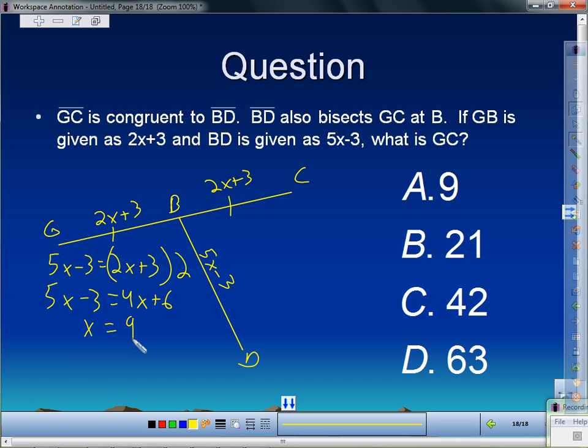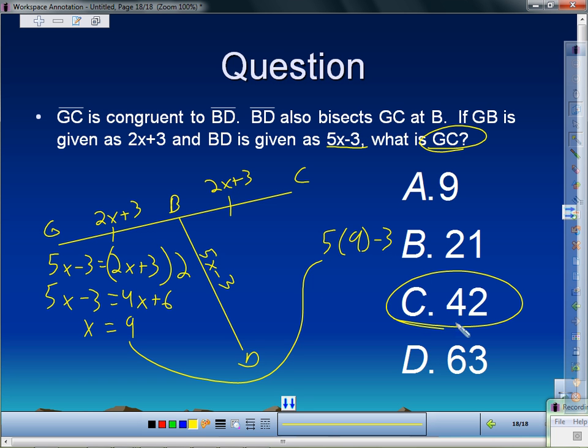Again, what is the question asking? Kind of one of those things that we've talked about in class. It wants to know what GC is, so that means that I need to plug in. And of course, I'm going to plug in to this one because GC and BD are congruent. So 5 times 9 minus 3, and that is 42. So, drawing out the picture to get to the answer.